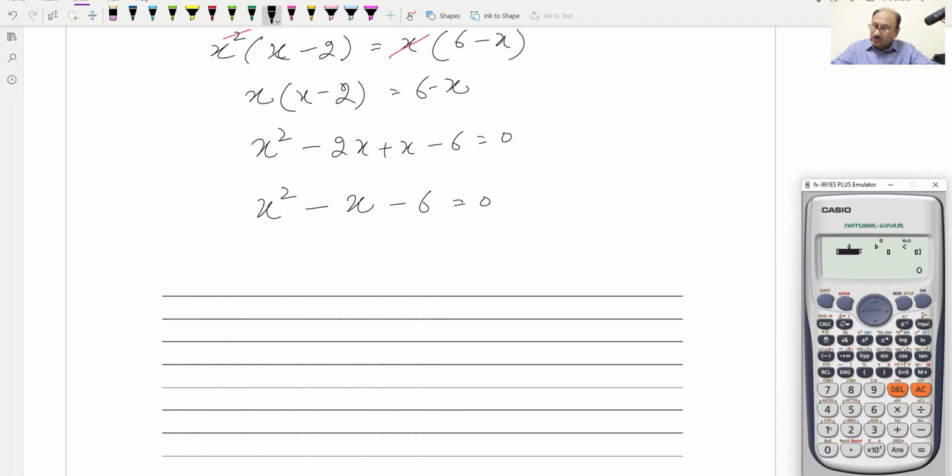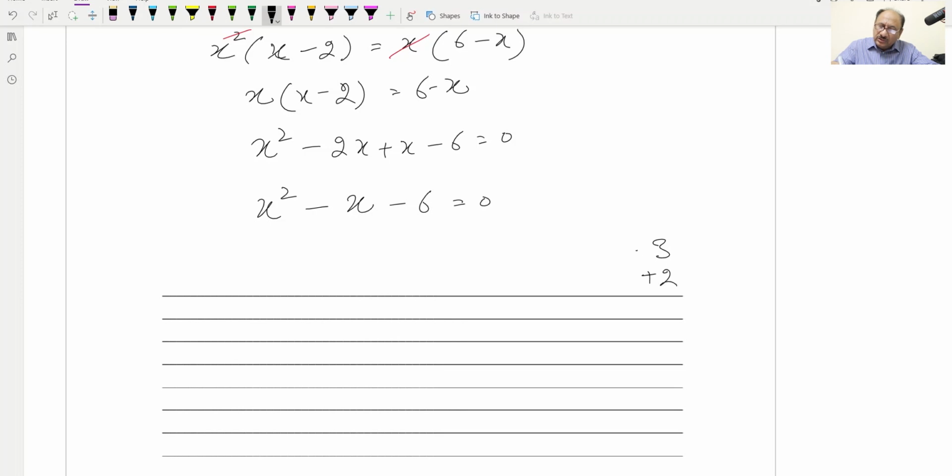So coefficient of x squared is 1, coefficient of x is minus 1, and constant value is minus 6, and this will be giving us x1 as 3 and minus 2. So 3 and minus 2, change sign and utilize, so it will be x minus 3 and x plus 2 is equal to 0. So we can write x minus 3 is equal to 0 or x plus 2 is equal to 0. So x is equal to 3 or x is equal to minus 2.